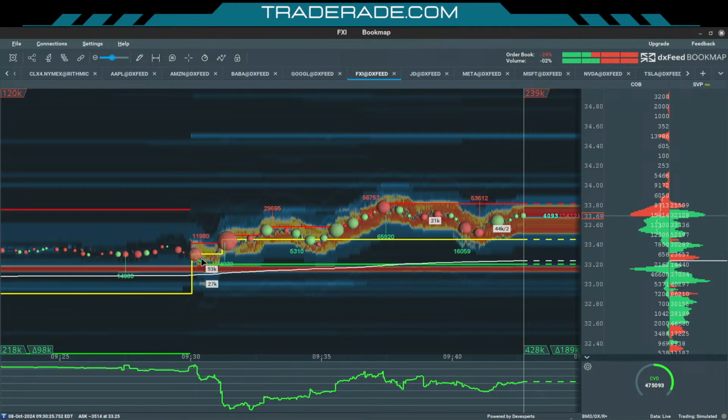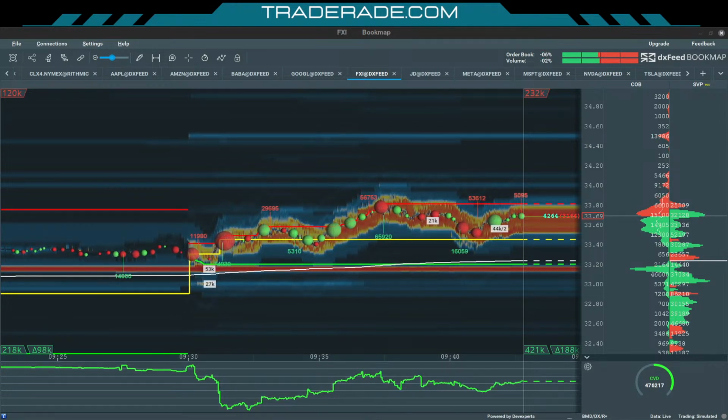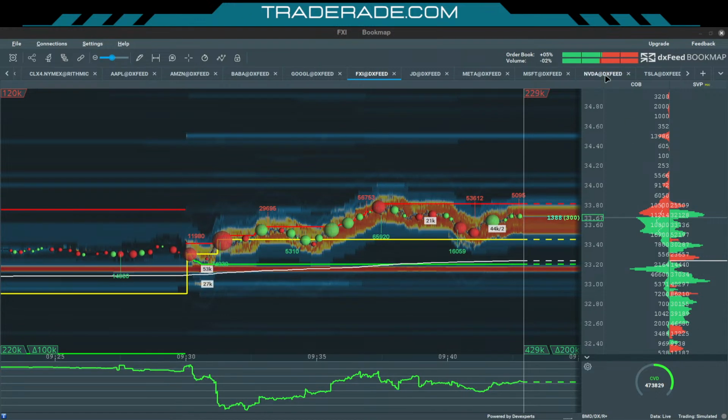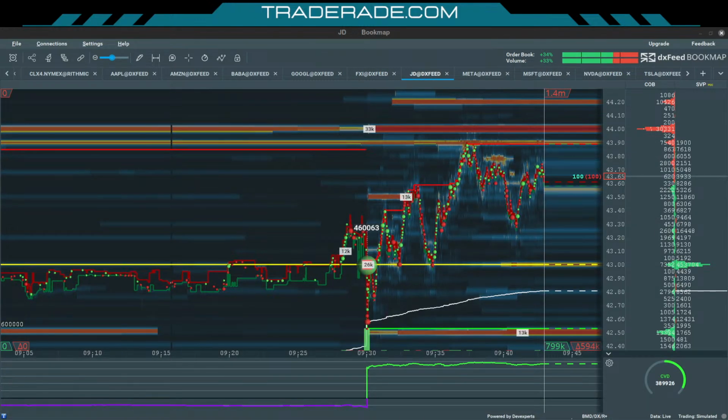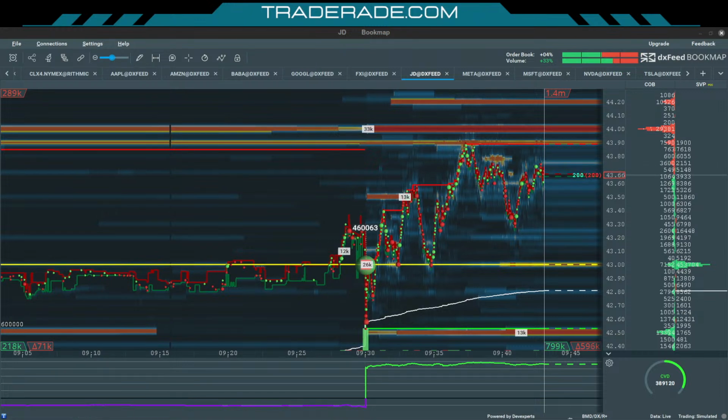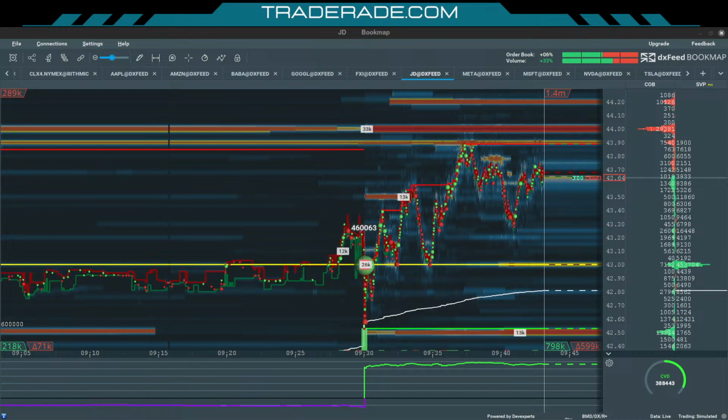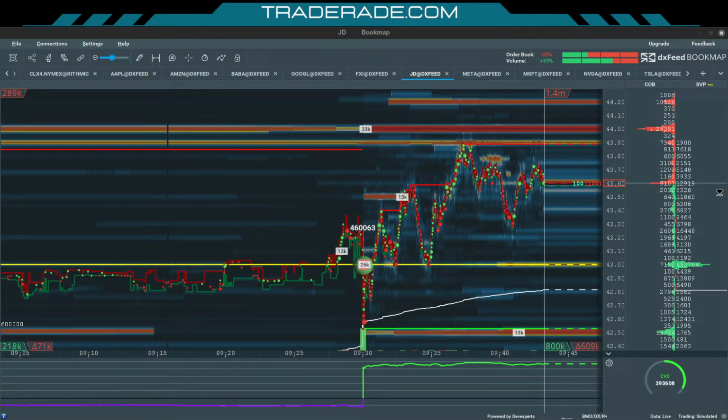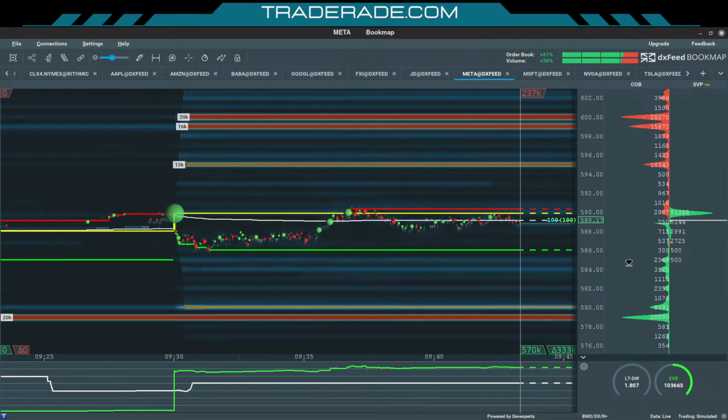FXI moving higher off of its open, but just consolidating some of these losses. This ETF is trading down about 8.2% so far. And JD up off of its opening levels, testing that point of control twice and bouncing off of it. So looking good from the lows, but down 7.35%. Chunky level of offer at $44, 29,381 shares on offer there. Currently trading $43.63. Meta consolidating sideways. Not much to see here on this stock so far.